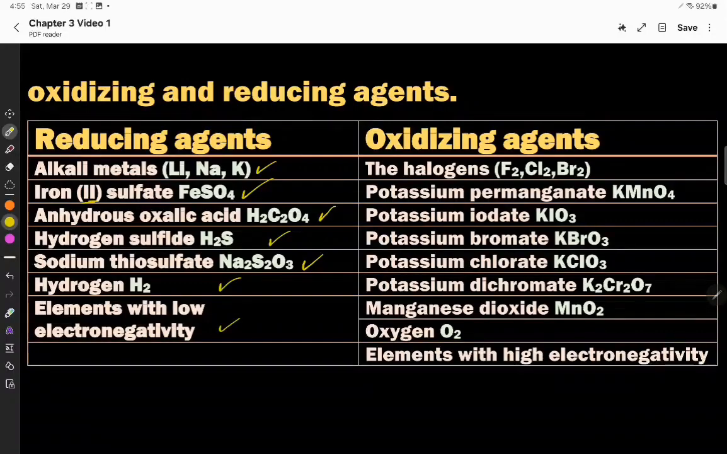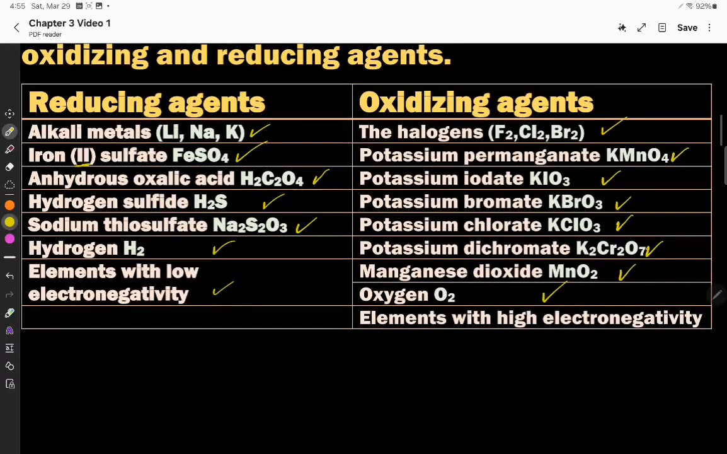Here, the oxidizing agents: you have the halogens, potassium permanganate, potassium iodate, potassium bromate, potassium chlorate, potassium dichromate, manganese dioxide, oxygen, and the elements which have high electronegativity.